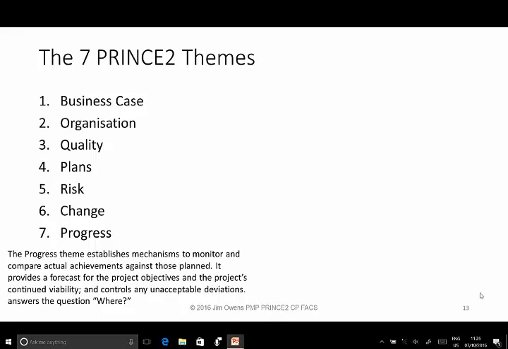The Progress theme helps support the themes of managing by stages and continued business justification by providing monitoring and control mechanisms, and it supports the management by exception theme by using tolerances as control triggers. This means control is required only if a tolerance is exceeded. What is progress? Progress is the measure of the achievement of the objectives of a plan. It can be monitored at a work package, stage and project level.